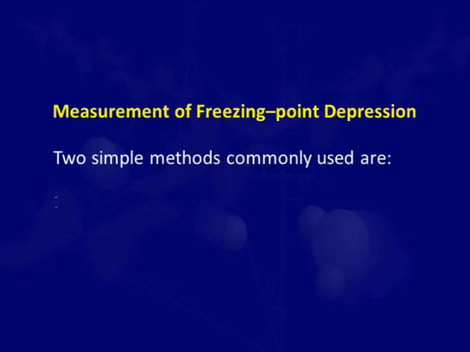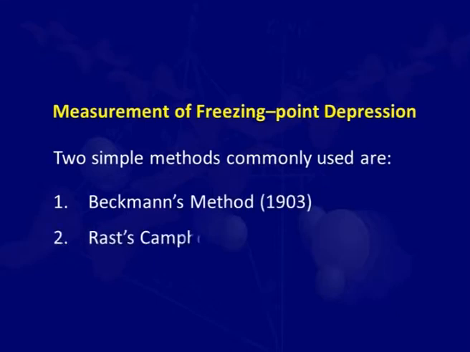As compared to elevation in boiling point, depression in freezing point can be measured more accurately and with less difficulty. Normally, two common methods are used for this purpose: Beckmann's method and Rast's camphor method. First, we are going to discuss Beckmann's method.